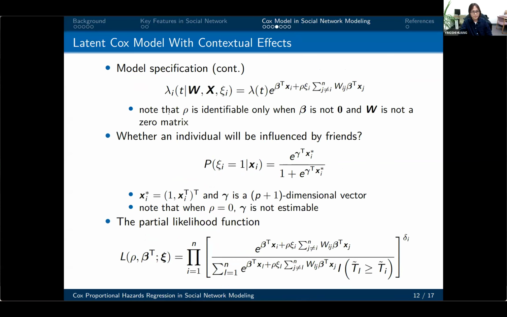Next, please. And notice that if all beta coefficients are 0 or the adjacency matrix is a 0 matrix, the rho parameter actually cannot be estimated, because the influence from friends doesn't exist anymore. And to estimate the binary latent variable, the authors used logistic regression with the same covariates but added an intercept. Then the partial likelihood for uncensored data can be written this way, and delta indicates whether it is censored or not.